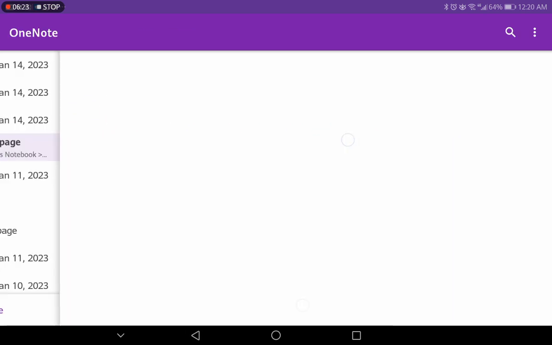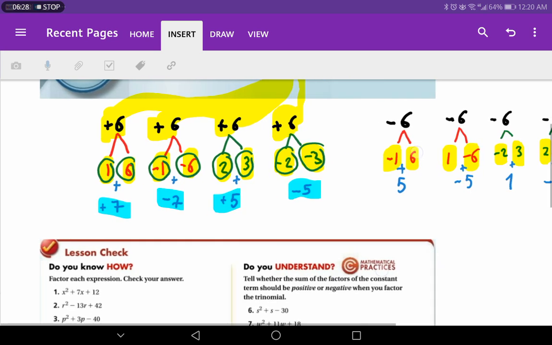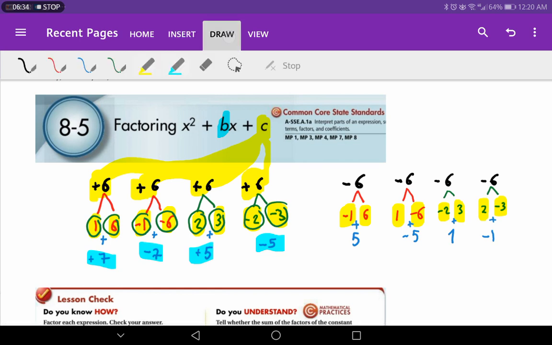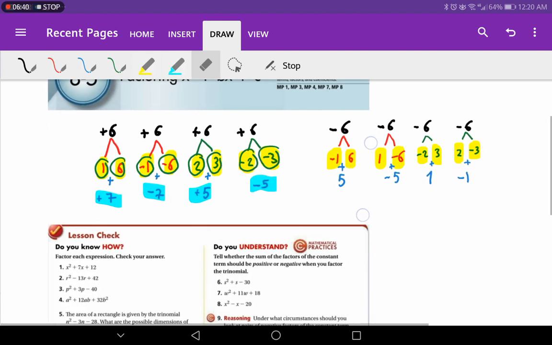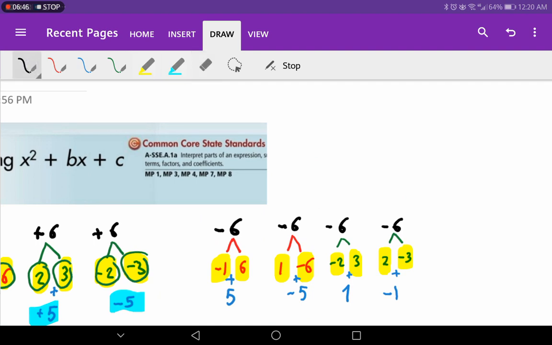Okay, let us take this question. I hope I have a good space. I will take this example. It is x squared plus 7x plus positive 12. Okay, let us start from here.